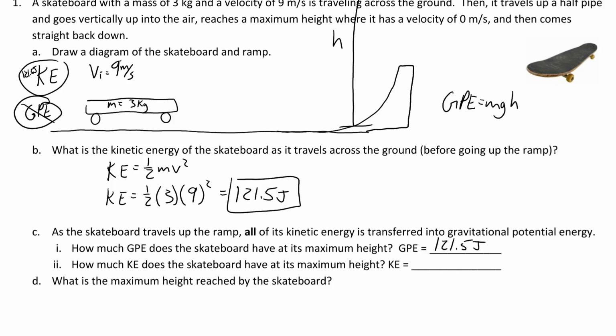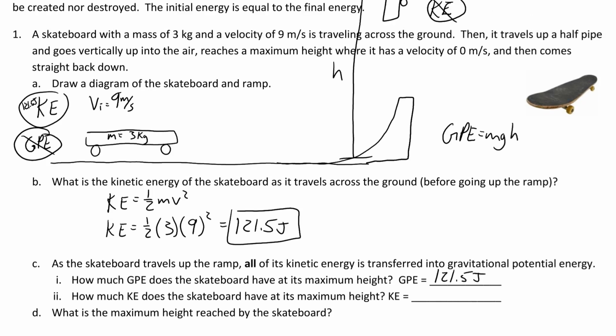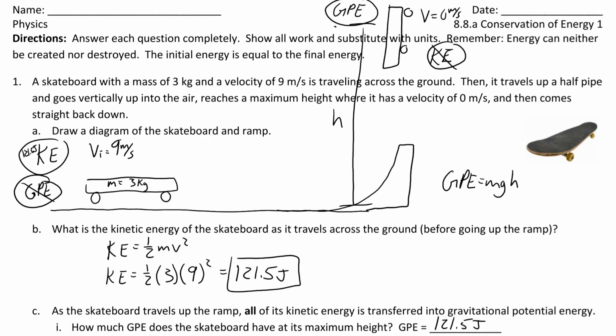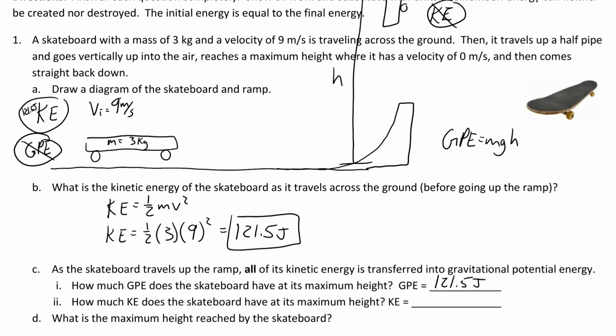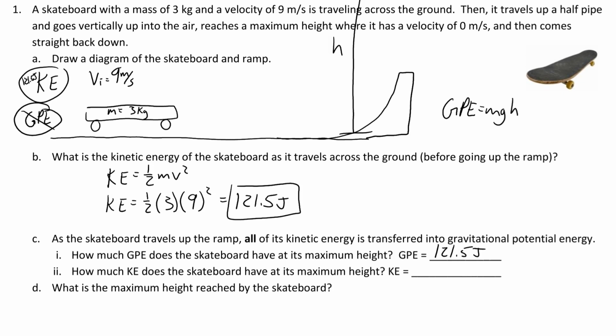For part 2, it says how much kinetic energy does the skateboard have at its maximum height? Technically, you could calculate it. You could do 1/2 mv squared, but they tell you that the velocity is 0 at its maximum height, which you should know. And when you do the problem, you get 0 joules of energy for the kinetic energy. The point of part C is just a scaffolding thing. It's telling you that you know what the potential energy is now, given the kinetic energy in the beginning.